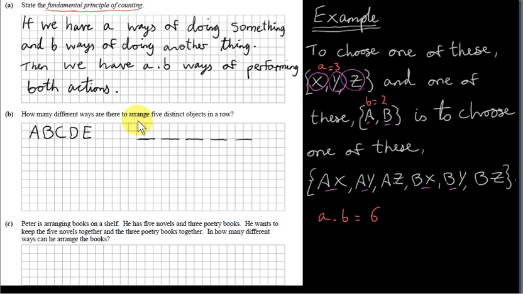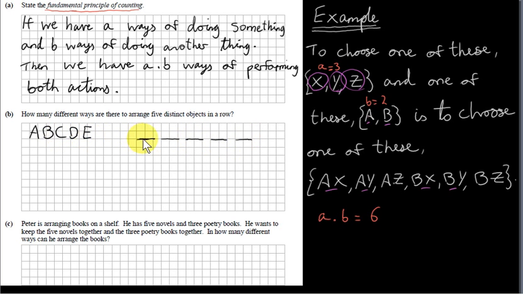How many different ways are there to arrange 5 distinct objects in a row? Now I'm going to represent each of the 5 distinct objects by a letter from the alphabet. So we have 5 different letters here. I'm using the first 5 letters from the alphabet to represent each object. So if you like, we have to place each of these objects in a certain arrangement. So each line here represents a position for each of these objects.